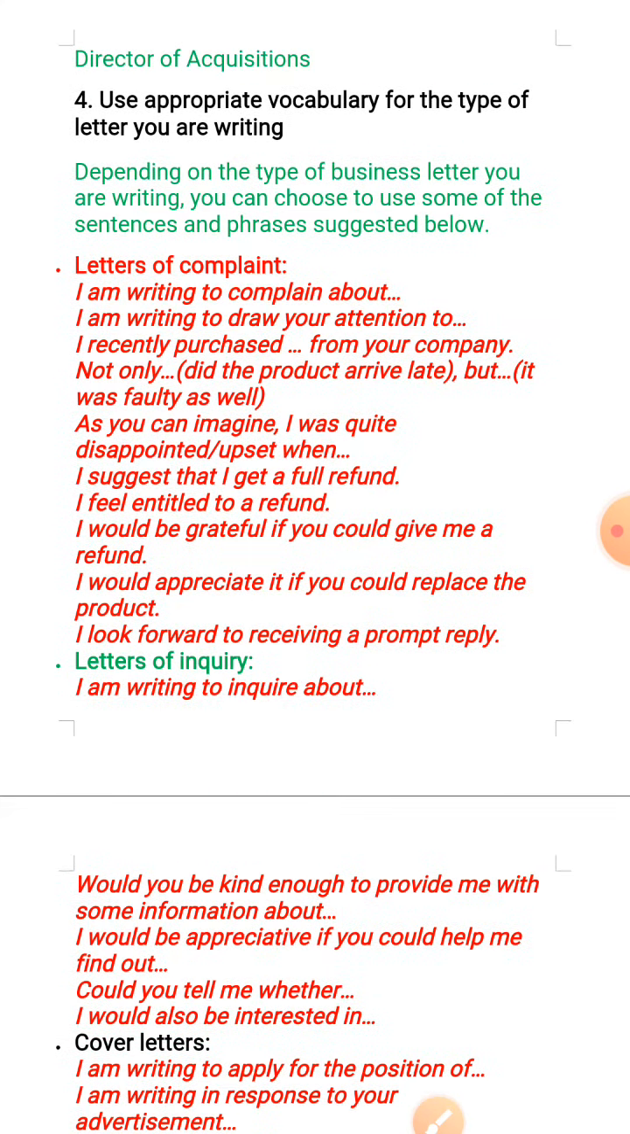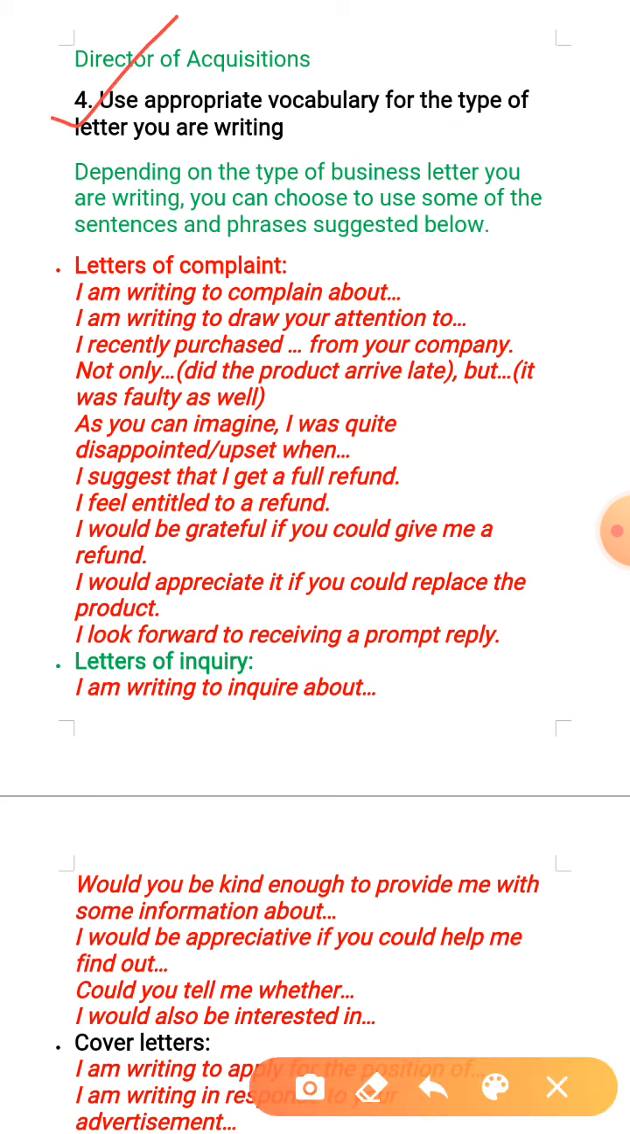Use appropriate vocabulary. Most important point, depending on the type of business letter you are writing, you can choose to use some of the sentences and phrases suggested below. First one, letter of complaint. Number one, I am writing to complain about.